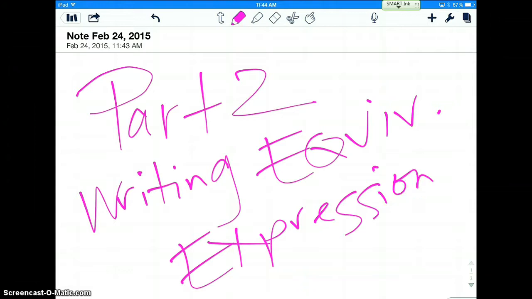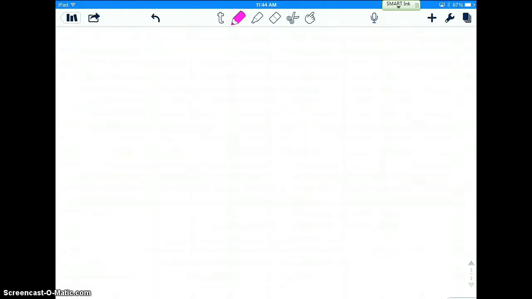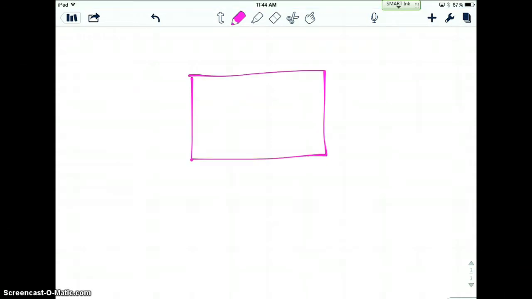Okay, part 2. Let's get going. So let's see how many examples we can do. Hopefully a lot. So let's look at a rectangle this time. Last time we looked at an isosceles triangle. And I'm going to give you the length and width of a rectangle as algebraic expressions. So let's say the length of this rectangle is 6x plus 9/4. And then we have the width as an algebraic expression, 4x plus 3/4.